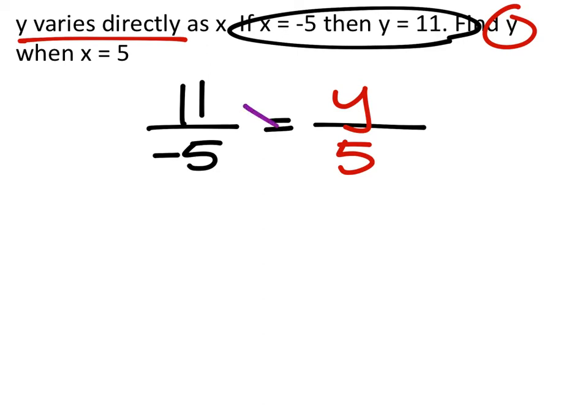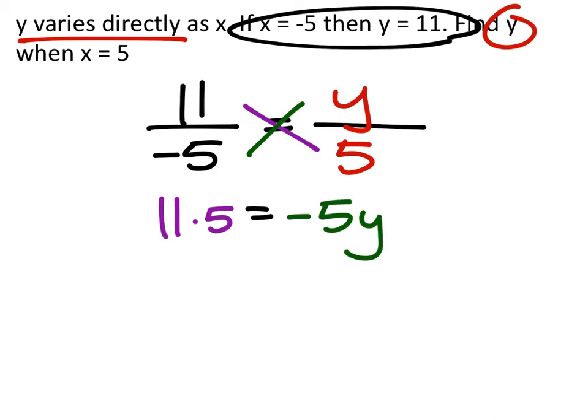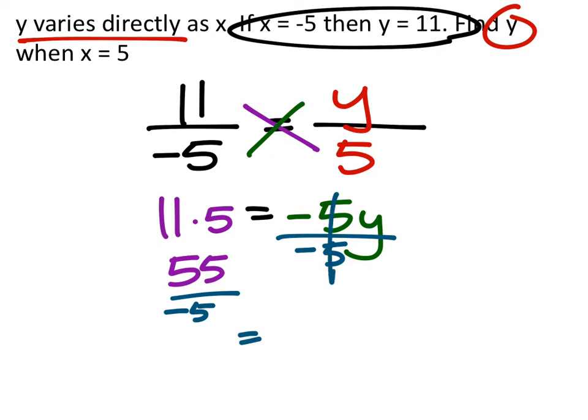Now, if we use cross multiplication, I got 11 times 5. And this should equal the other cross multiply, -5 times y. 11 times 5 is 55. And now I'll divide both sides by -5. That gives us 1y. Y is -11.